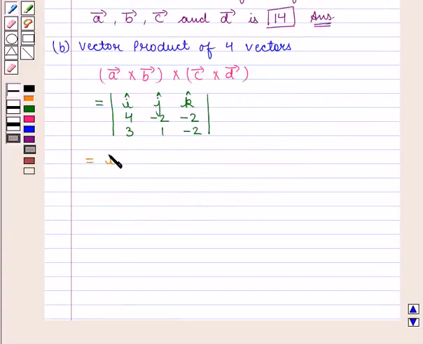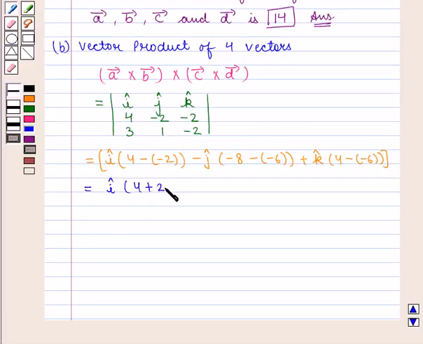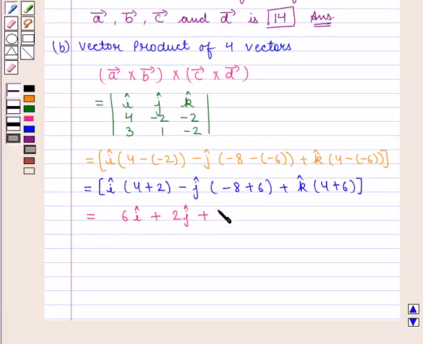which is equal to i cap into minus 2 into minus 2, that is 4, minus of 1 into minus 2, that is minus 2, minus j cap into 4 into minus 2, that is minus 8, minus of 3 into minus 2, that is minus 6, plus k cap into 4 into 1, that is 4, minus of 3 into minus 2, that is minus 6, which is equal to i cap into 4 plus 2 minus j cap into minus 8 plus 6 plus k cap into 4 plus 6, which is equal to 6i cap plus 2j cap plus 10k cap.